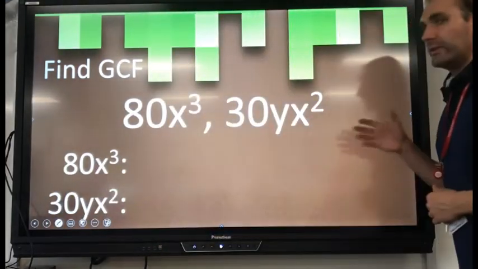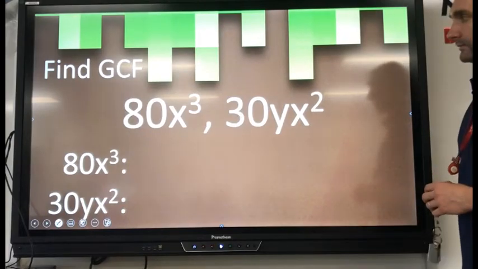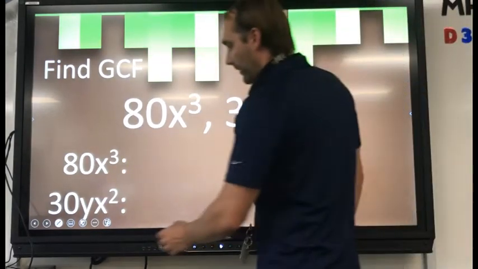For instance, what is my x GCF going to be? X squared. Very good. X squared.